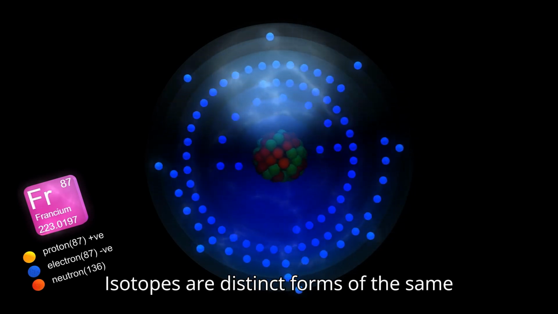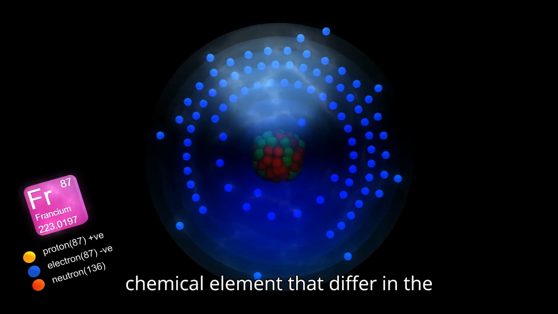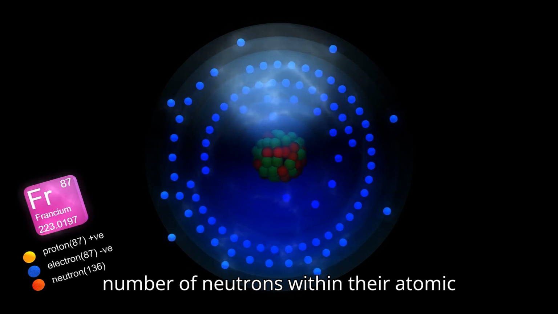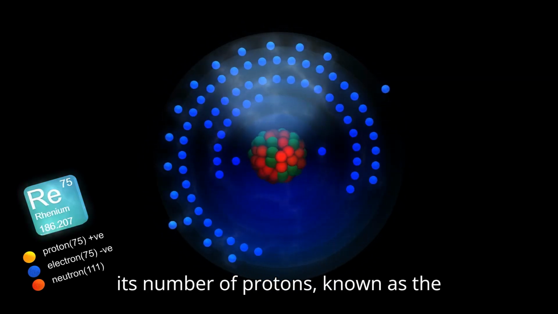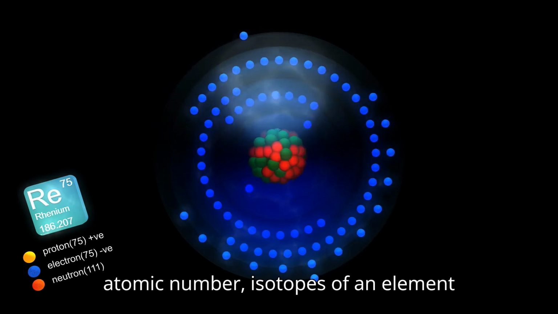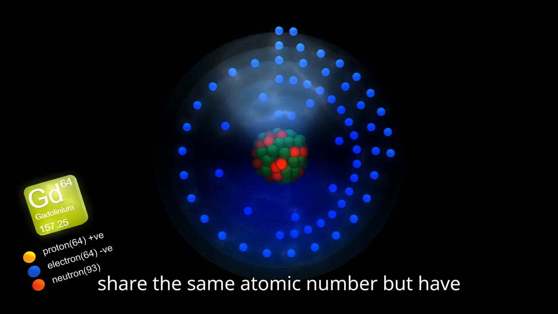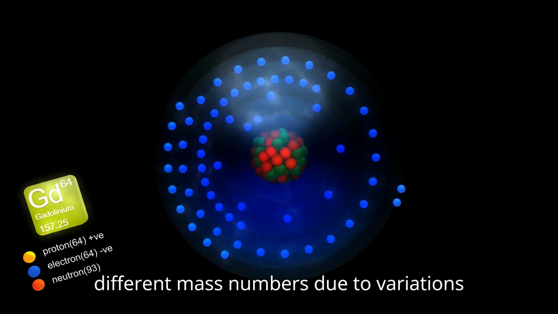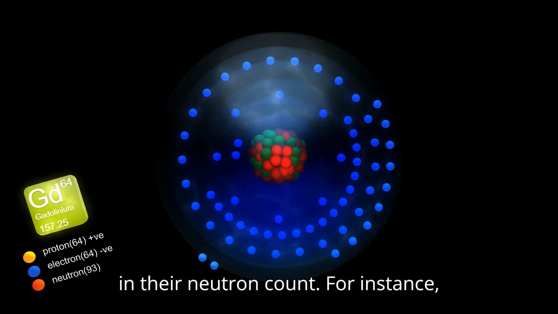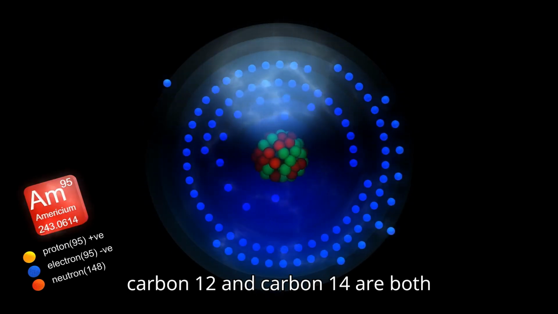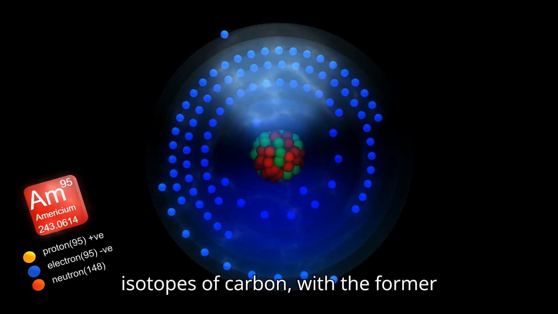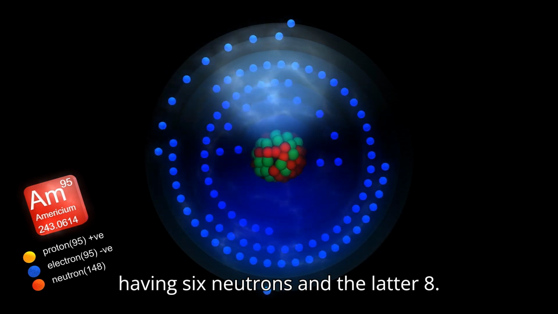Isotopes are distinct forms of the same chemical element that differ in the number of neutrons within their atomic nuclei. While each element is defined by its number of protons, known as the atomic number, isotopes of an element share the same atomic number but have different mass numbers due to variations in their neutron count. For instance, carbon-12 and carbon-14 are both isotopes of carbon, with the former having 6 neutrons and the latter 8.